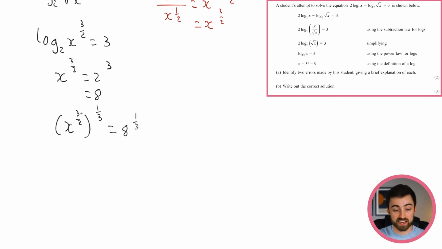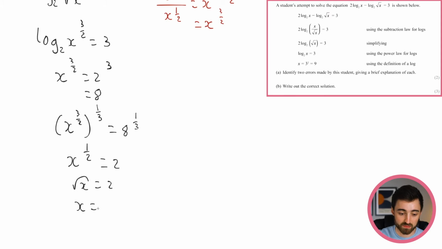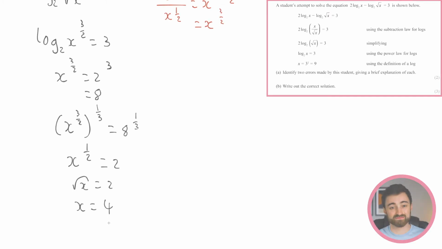The reason I've done this here is because that's going to cancel with that. So this is going to be x to the half. 8 to the third is the cube root of 8, which is 2. X to the half is the square root of x. So I can just square both sides now. So I'm going to get x equals 4, and that should do the job.